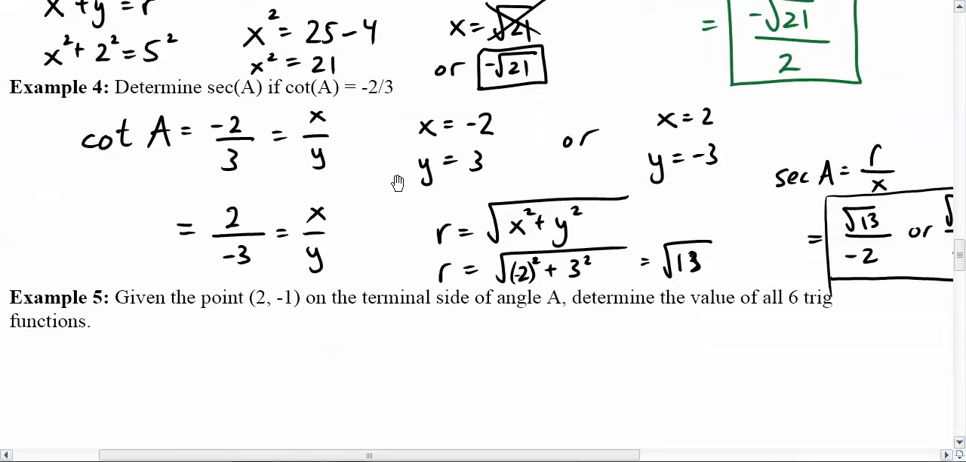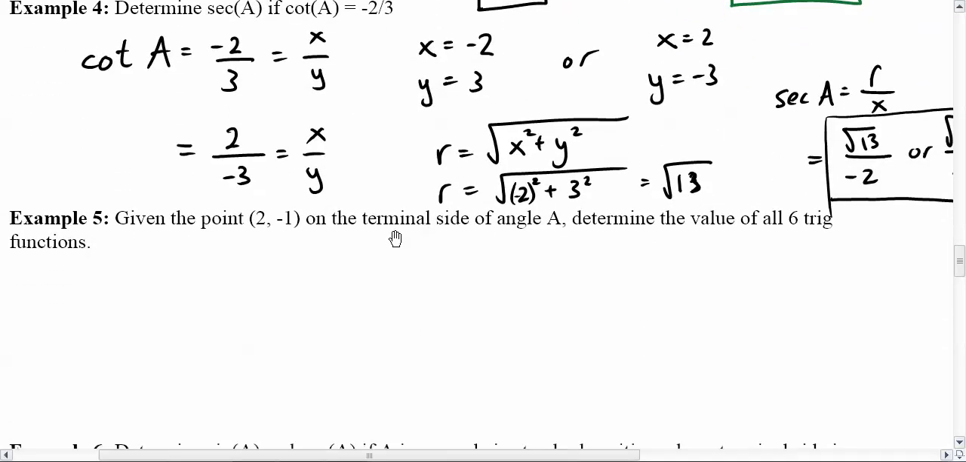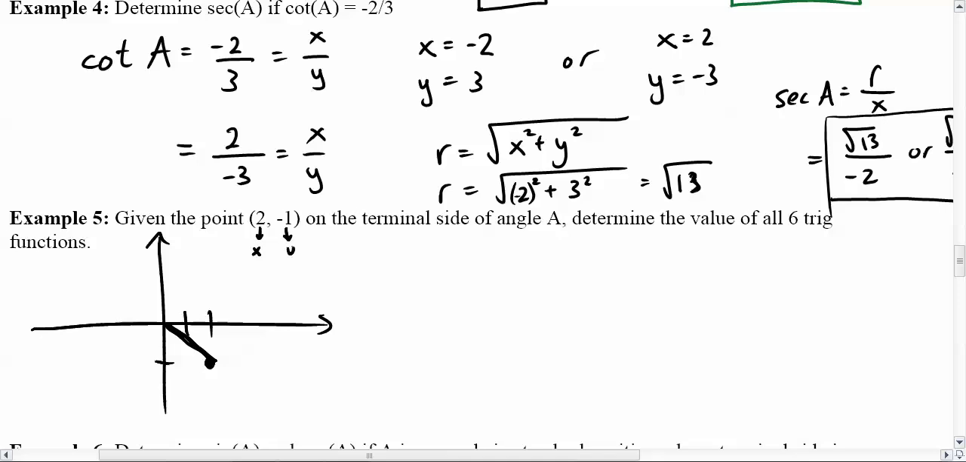Now, given a coordinate point, we can find all the 6 trig functions. This is like your homework from last class. So given a coordinate point, that's the point x is 2, y is negative 1. So that's down here in quadrant 4. So this is the x value. This is the y value. And based on that information, we can find all the trig ratios.